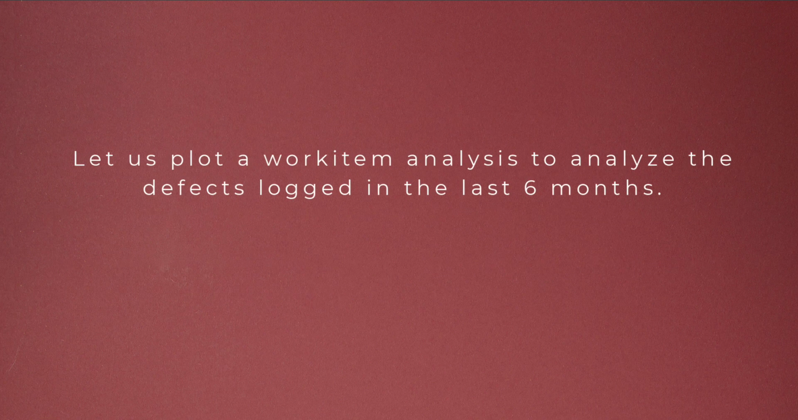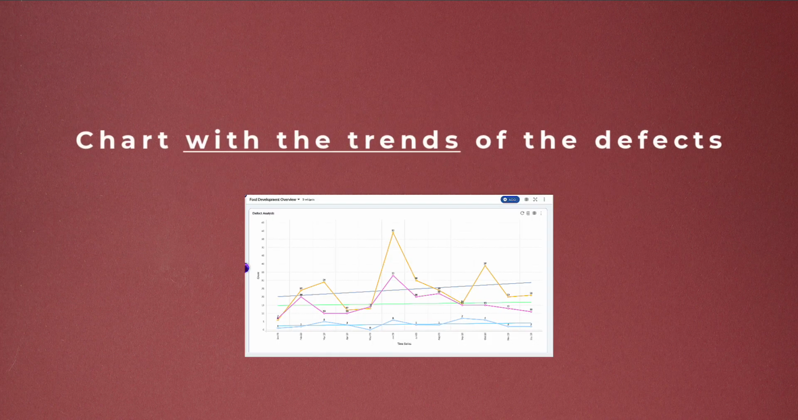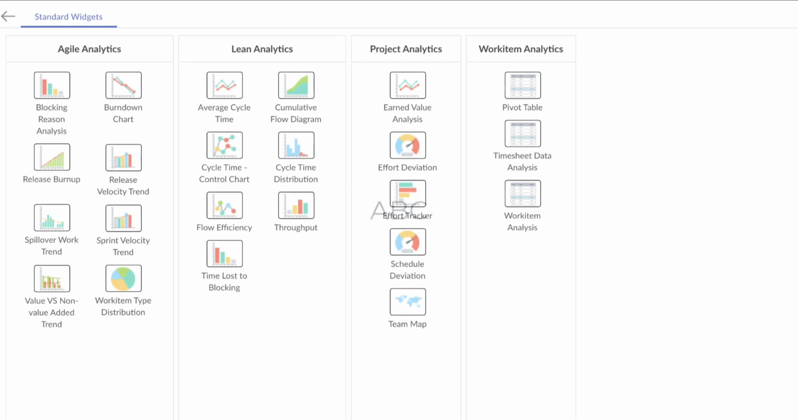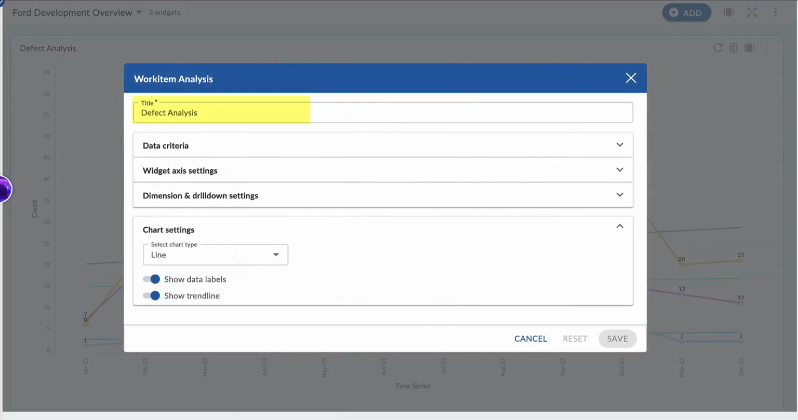Now let us plot a work item analysis to analyze the defects logged in the last 6 months. Let us first plot a chart to see the trends of the defects. To plot the chart, open the Analytics Builder and navigate to the standard widgets. Under Work Item Analytics, click the Work Item Analysis icon. Specify the name of the chart.